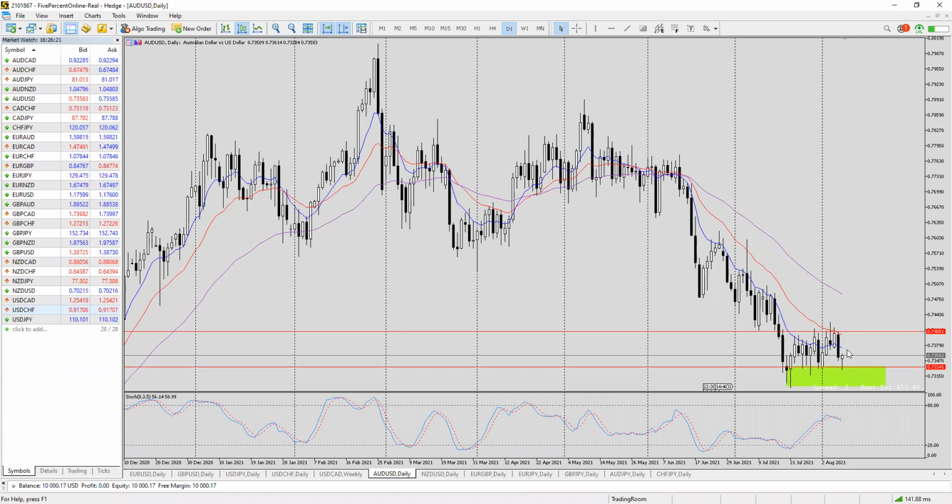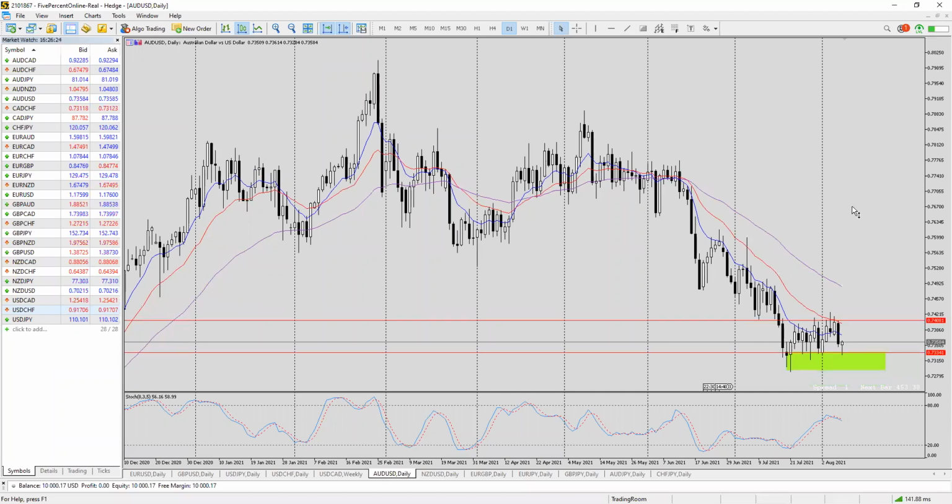Have lower levels. Let's go here. Okay, we have this level. You can see this support level, which was resistance, then support. That could be potentially the next move if Aussie dollar breaks.